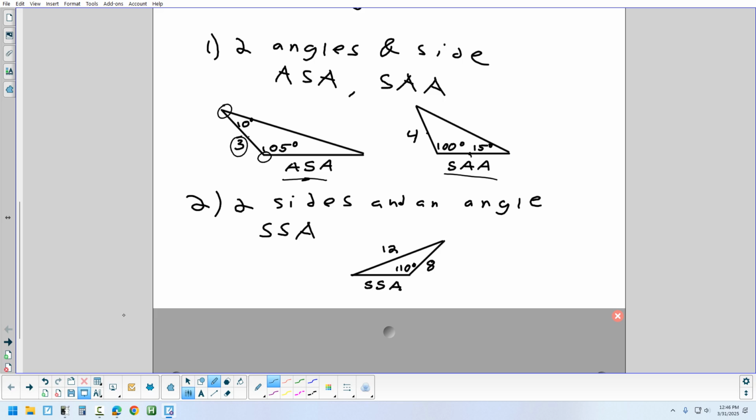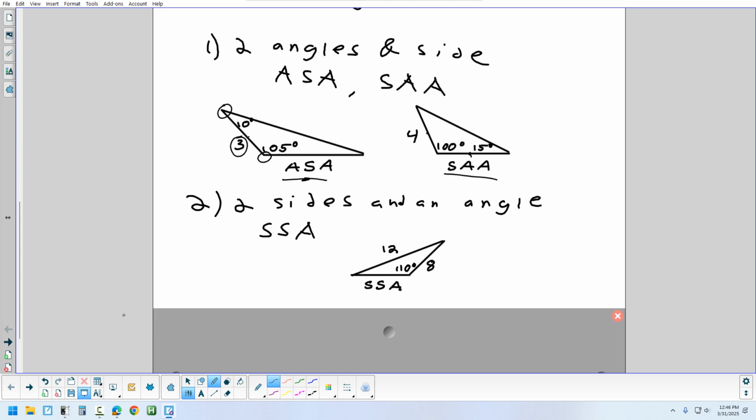In this case, the angle that's between the two sides would be this top one. It's where the two sides meet. It's between them. In our problem, they gave us an angle that's not at the top. So that's called side, angle.